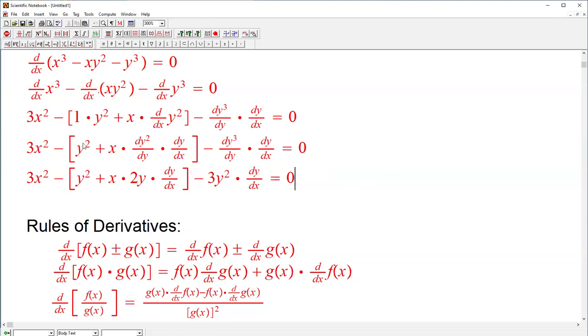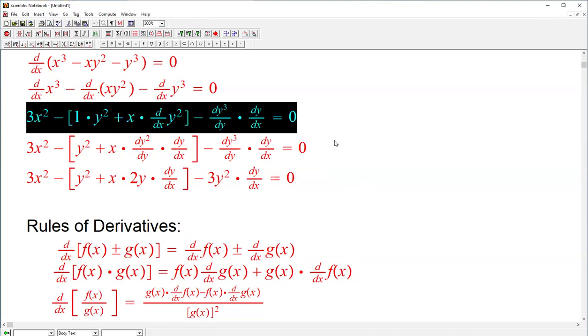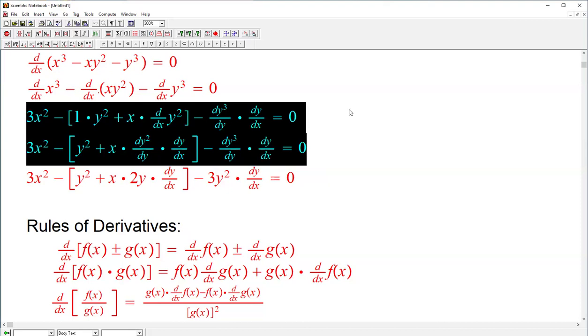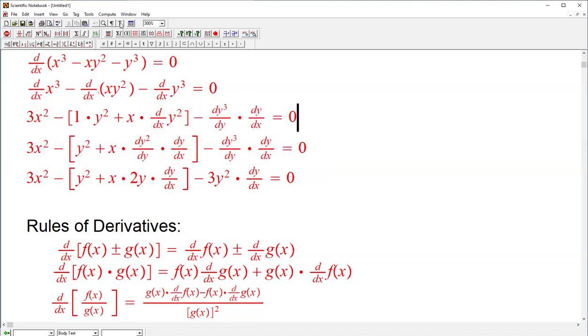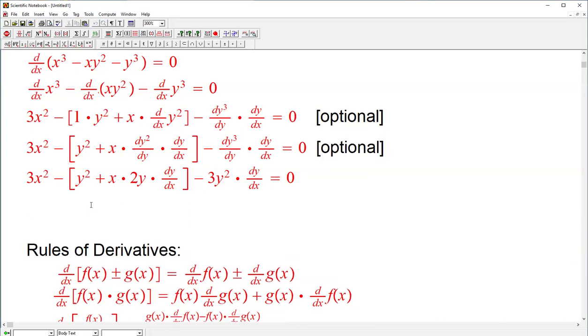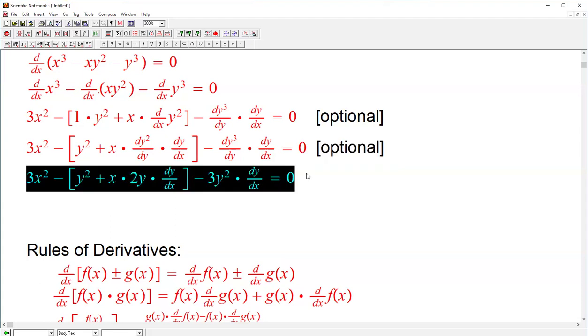In fact, as you are getting better, these 2 steps can also be thought of as optional. You can have them, you don't have to have them. As you're getting better, you can skip those steps, or do them on scratch paper. So for clarity, you get to this step.